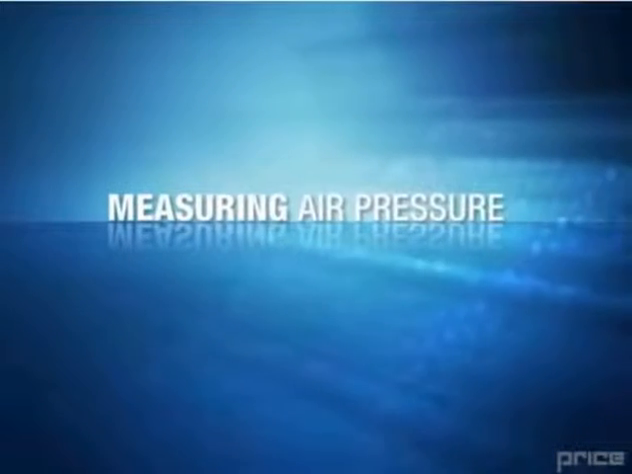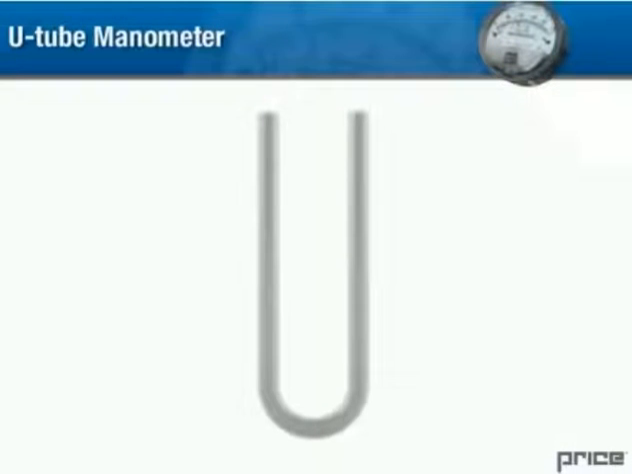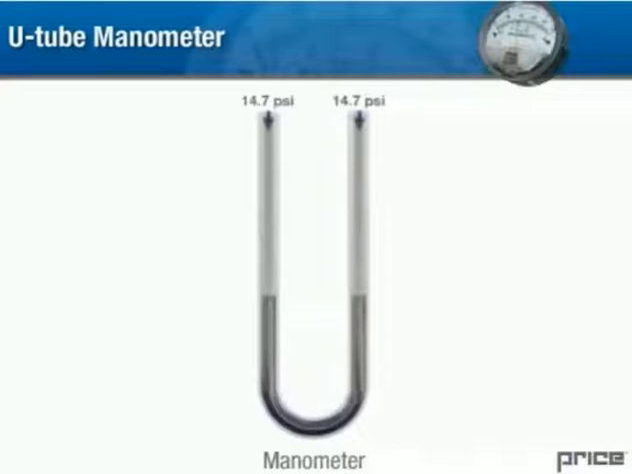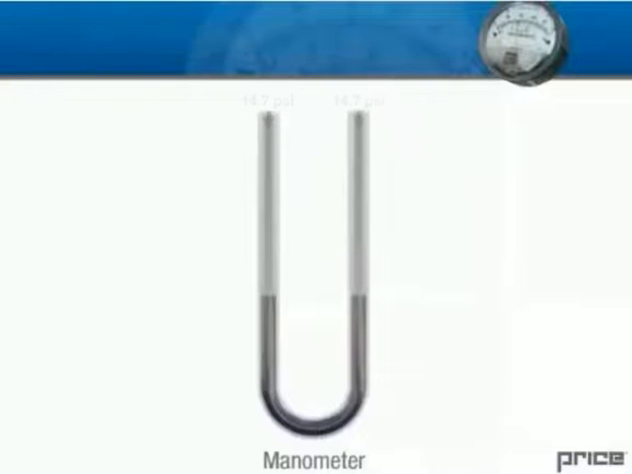Measuring air pressure. Consider a simple glass U-tube, commonly referred to as a manometer, partly filled with a liquid, for example mercury, but open at both ends. The only pressure acting on the fluid is atmospheric. Because the atmospheric pressure is equal on both sides, the fluid is not displaced.